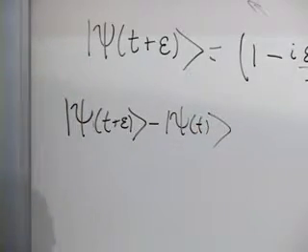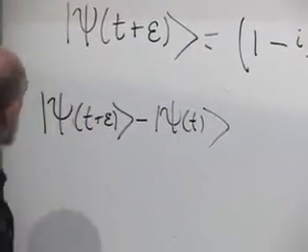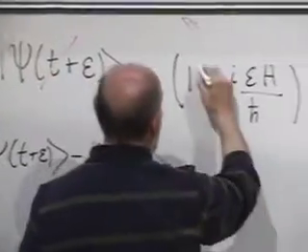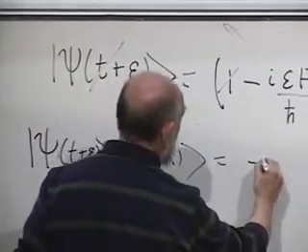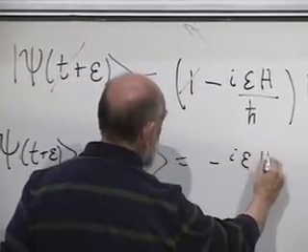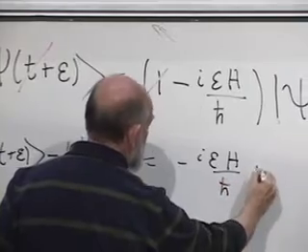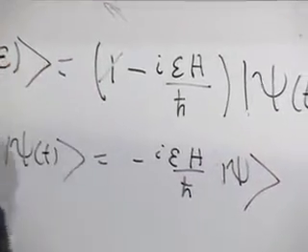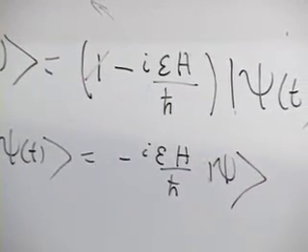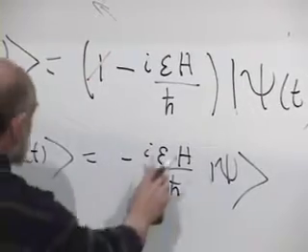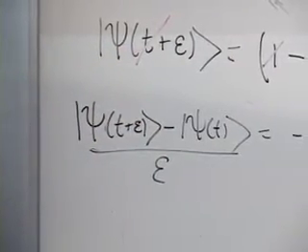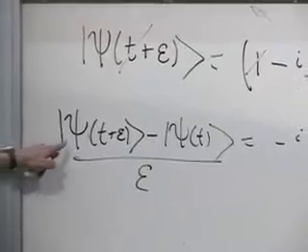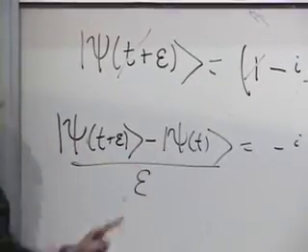That's taking care of this, and it's taking care of the 1 here. That is equal to minus i epsilon H over h bar times psi itself. Now let's divide by epsilon. Dividing by epsilon gives us a left-hand side, which is obviously a derivative of psi. It's the derivative of psi with respect to time.